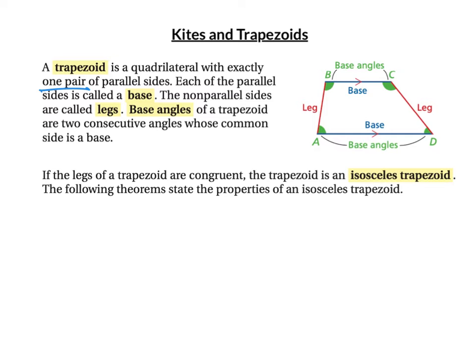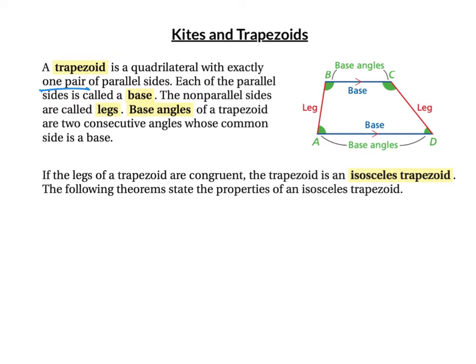The non-parallel sides are called the legs, and the base angles A and D are the angles that are next to each other that have a common side that is a base. So A and D are base angles, and B and C are base angles.